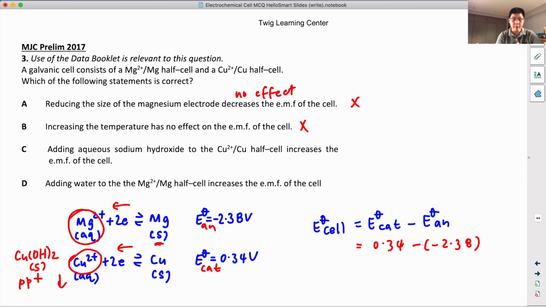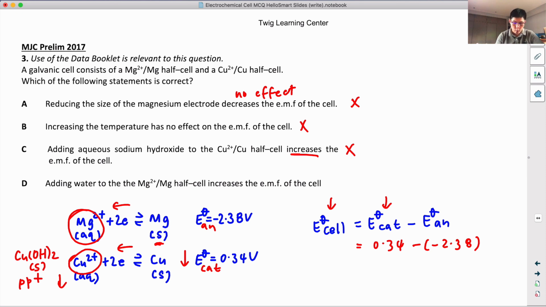And when you favor oxidation, the electrode potential value will always drop. So when the electrode potential of the E cathode decreases, E cell will also decrease. So when they say increase, this is definitely wrong. Let's look at the last part.